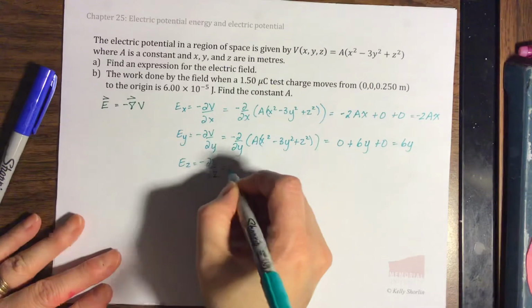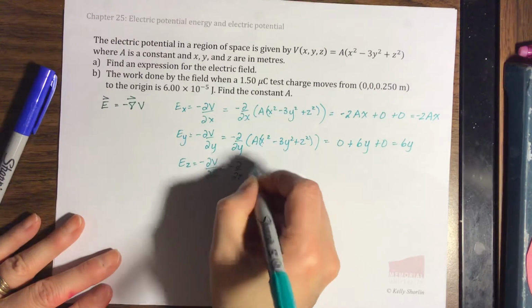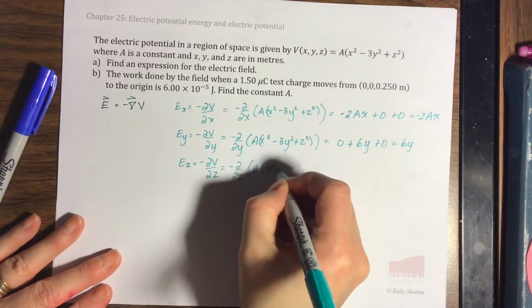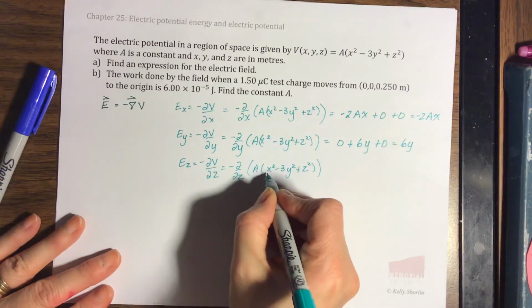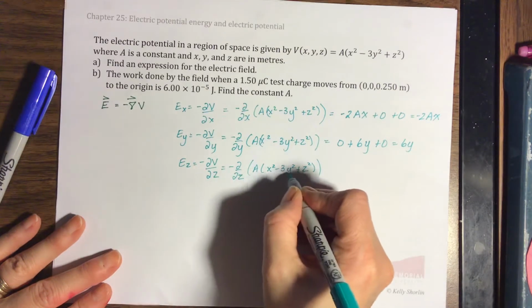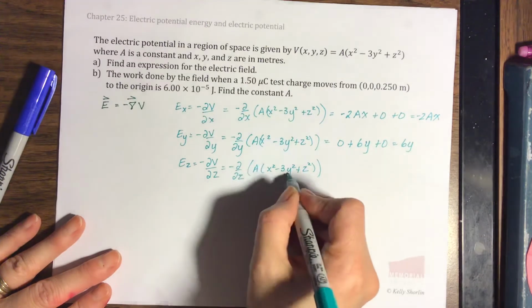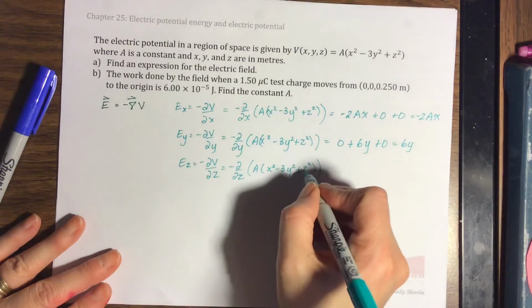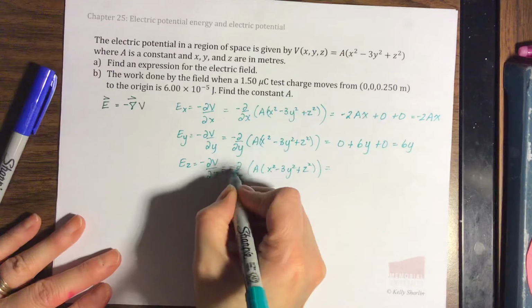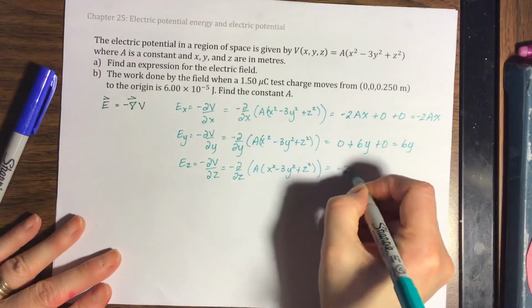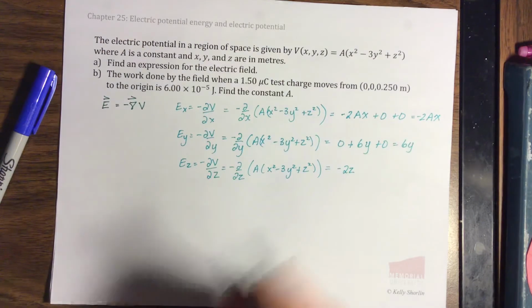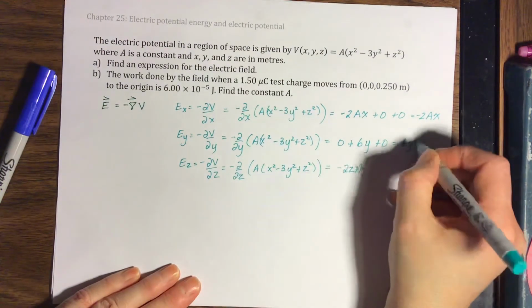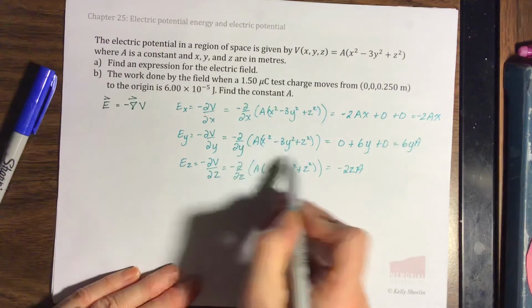Okay, last derivative, minus ∂/∂z of a times (x squared minus 3y squared plus z squared). The derivative of ax squared is 0 because there's no change with respect to z. The derivative of 3y squared is 0 because there's no change with respect to z. And the derivative of z squared is 2z, and don't drop your minus sign. Okay, so now what we have are the x, y, and z components. Oh, I dropped my a. Oops, I did that up here too. So the a comes in as well.